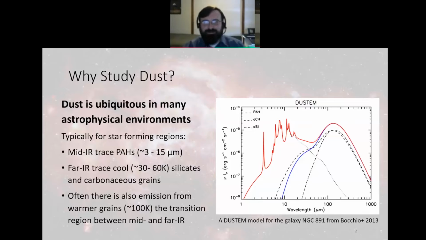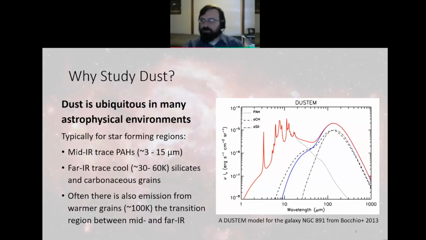Essentially, if you pull up any sort of SED like this for a star forming region, you typically see these polycyclic aromatic hydrocarbons, or PAHs, from about 3 to 15 microns. They're the spiky red features you're seeing in that wavelength range. Then when you get to cooler dust at the far infrared wavelengths, there's always some sort of peak in the far infrared.